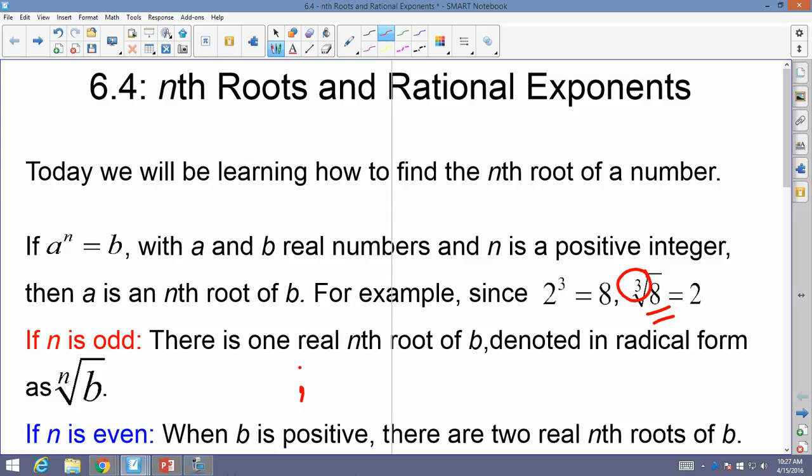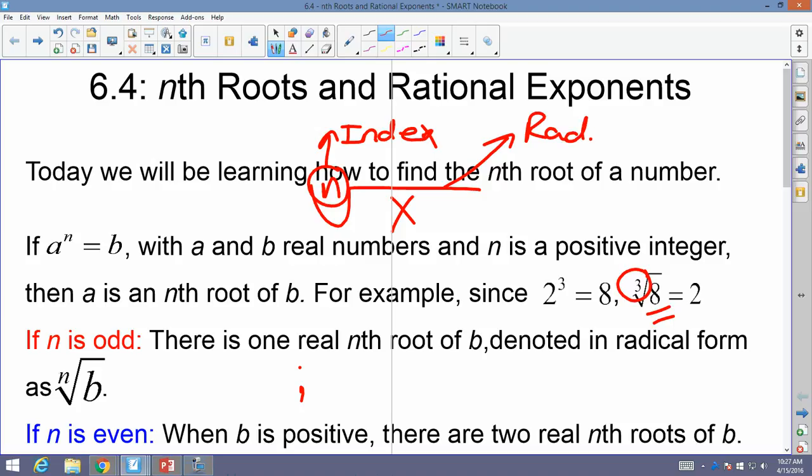Okay? So anytime that you have a radical, you're going to look at what's called the index. Right? When you have a radical, this guy right here is called the index. All right? This is called the radical sign. And the value inside is called the radicand. All of that is old knowledge. If you know that, it's going to make life a lot easier to work with things.